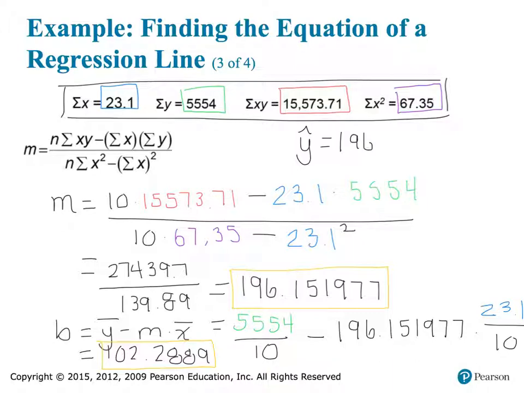So 196.152 times x plus b. I'll also round that to 3 significant digits. That's 102.289. There's my regression equation. There's the equation for my line of best fit.